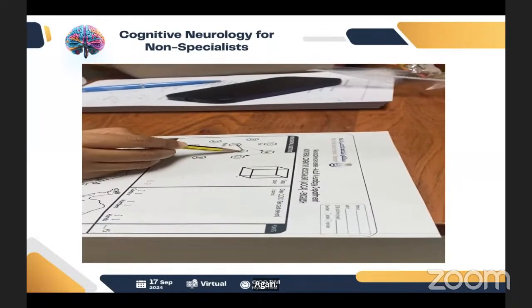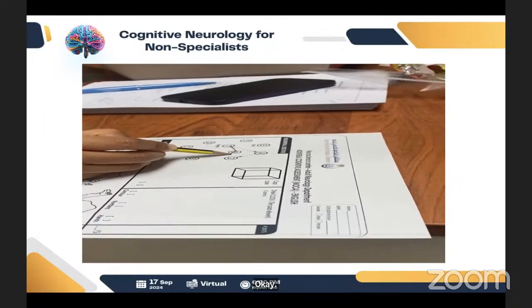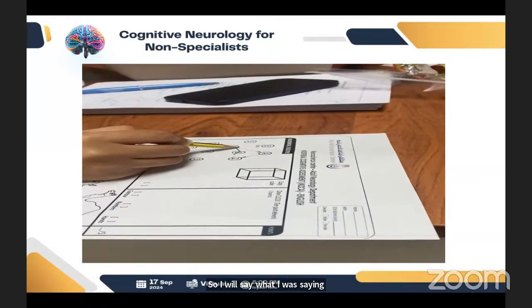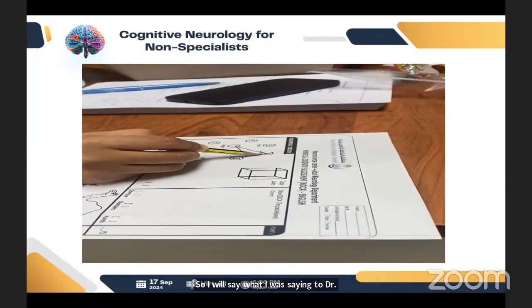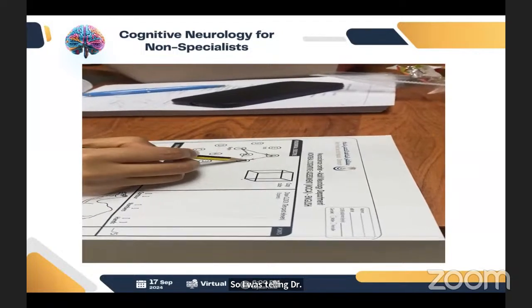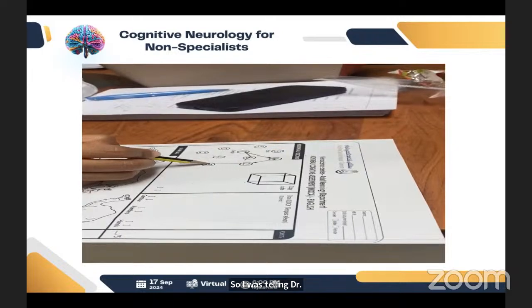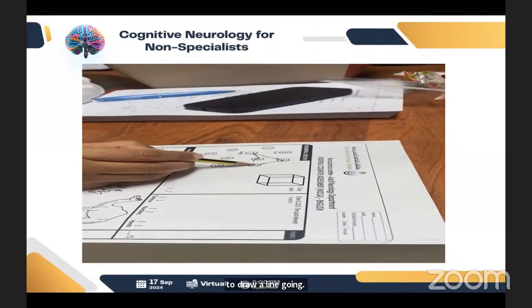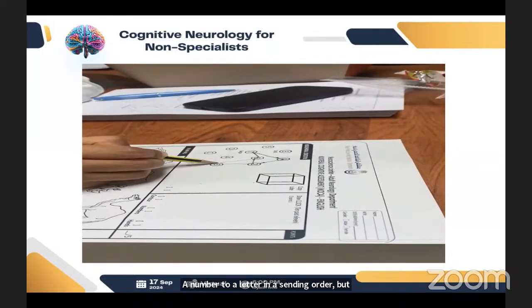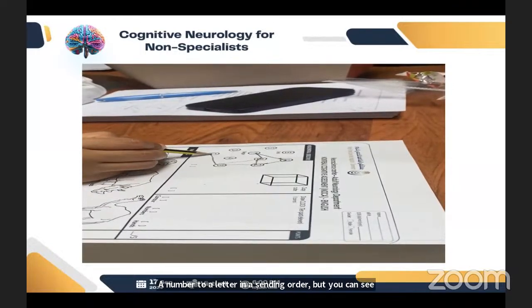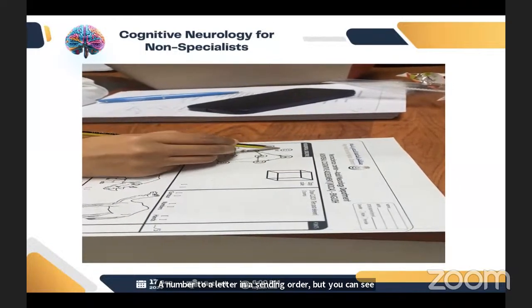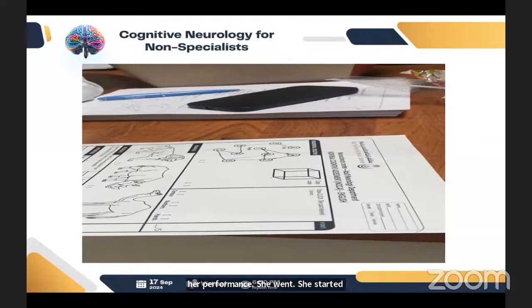So I will say what I was saying to Dr. Roa. I was telling Dr. Roa to draw a line going from a number to a letter in ascending order. But you can see her performance. She started with number A, and then she went to a letter A, but then she got confused. And then I prompted her.